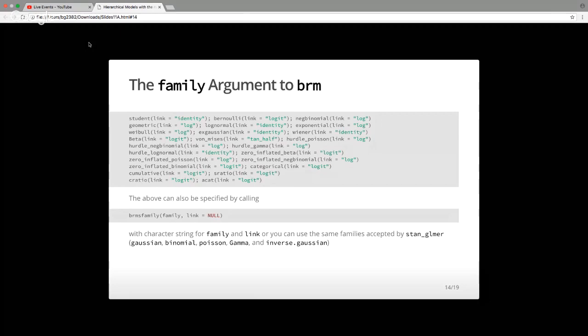There's also the brmsfamily function, where you can just put the name of one of those families, and it does the same thing. And so this covers basically all the same things that you can do with stan_glmer, plus a whole lot more families, likelihoods, and link functions that we have not implemented yet in rstanarm, and certainly we're not going to implement every single one of these.